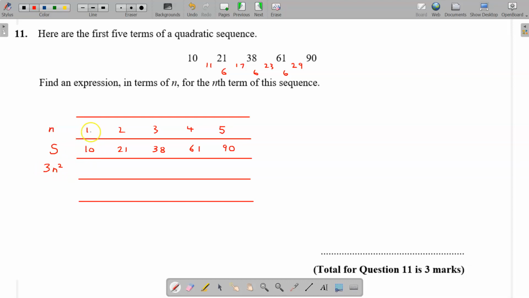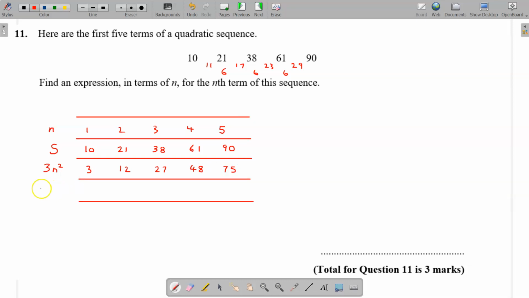Right, 3n squared. Well, if n is 1, 3 times 1 squared is 3. 3 times 2 squared is 12. 3 times 3 squared is 27. 3 times 4 squared is 3 times 16, which is 48. 3 times 5 squared is 75.